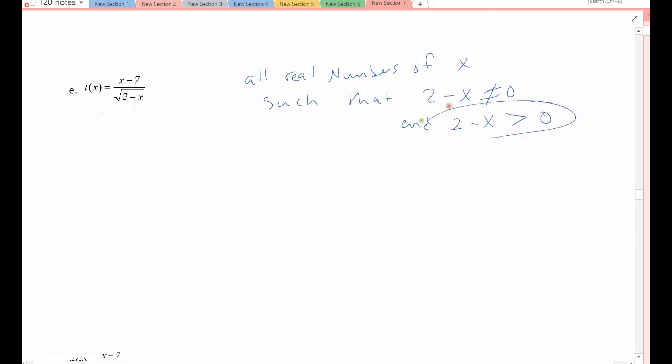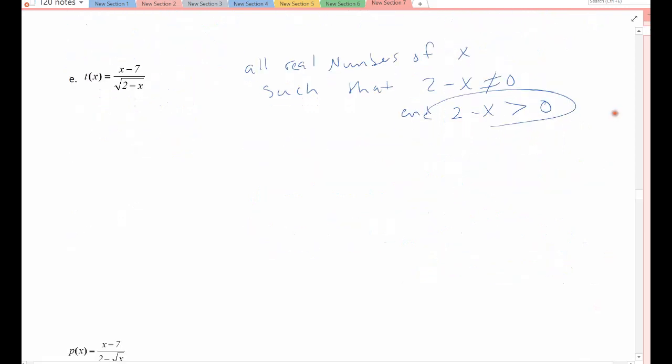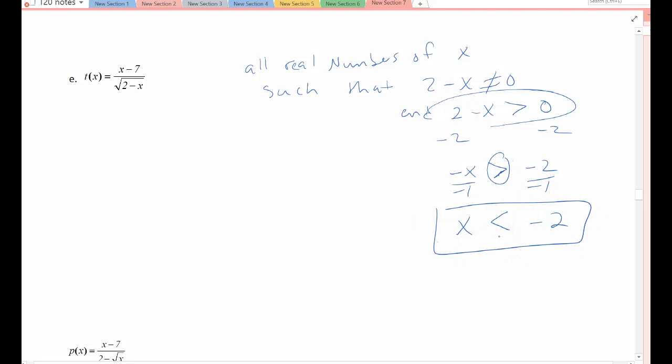And so this is what we solve. We solve basically the exact same thing up here, except we drop the equal to sign. So, same thing, move the 2 to the other side, negative x strictly greater than negative 2, divided by my negative 1. Remember to flip my sign. So x is less than 2, strictly less than 2, no equal involved.